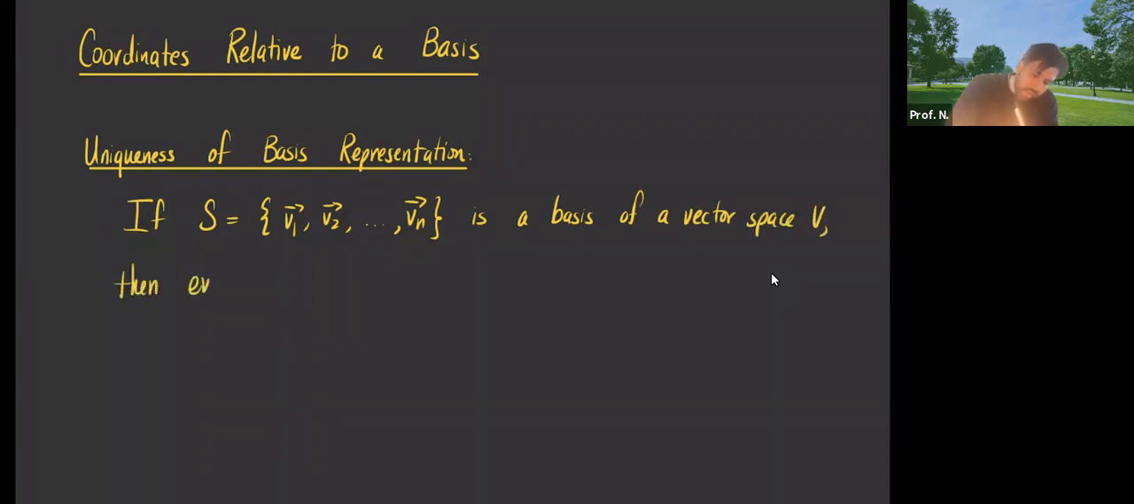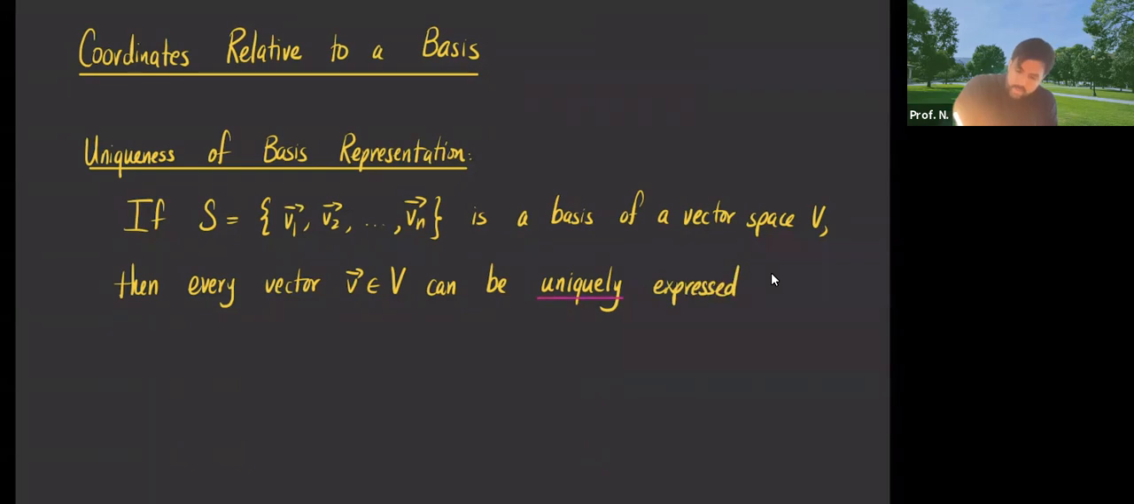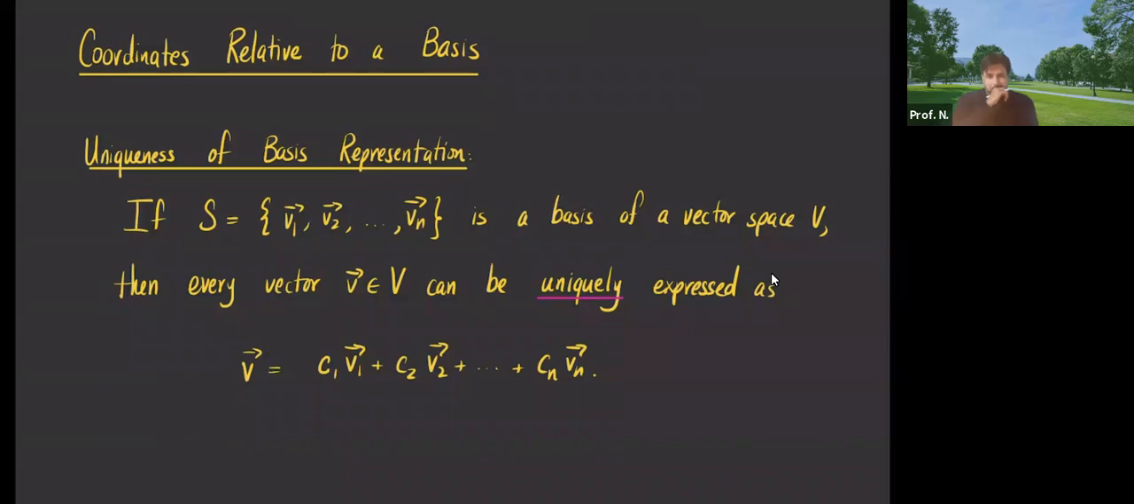then every vector v in V can be uniquely expressed, keyword here, uniquely, as v equaling some linear combination, c1v1 + c2v2 + ... + cnvn. This is pretty important, guys.